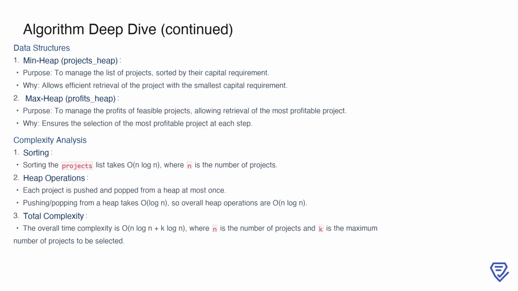When we analyze the time complexity, there are three main components. First, sorting the projects list takes n log n, where n is the number of projects. Second, each project is pushed to and popped from a heap at most once, and since heap operations like push and pop take log n, the total heap operations contribute n log n. Finally, the loop runs up to k times, and in the worst case, each iteration involves a heap operation, adding an additional k log n. Combining these, the overall time complexity is n log n plus k log n, making the algorithm efficient given the constraints.